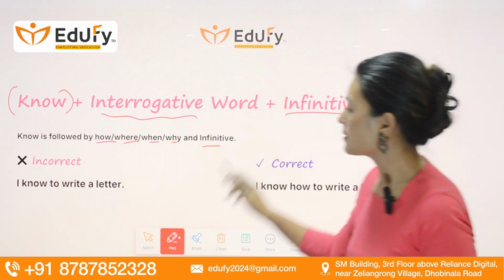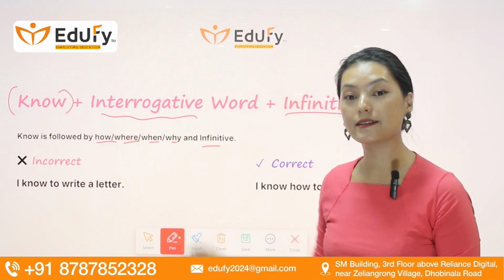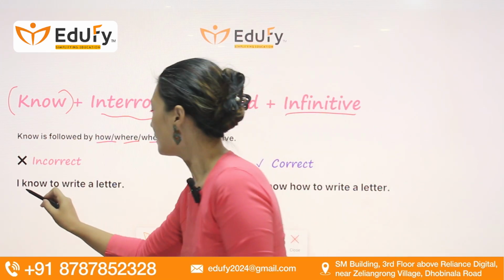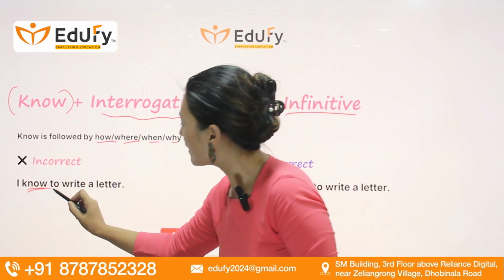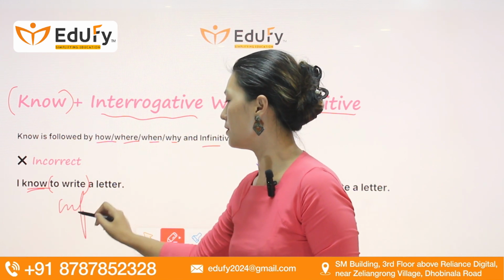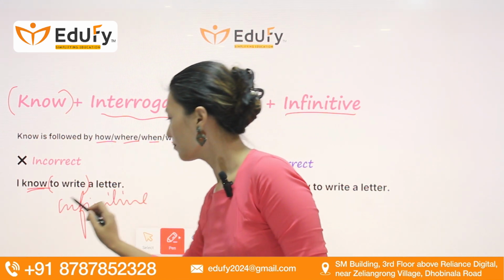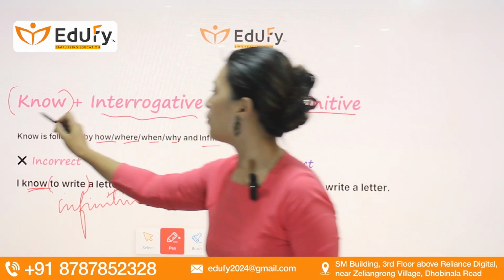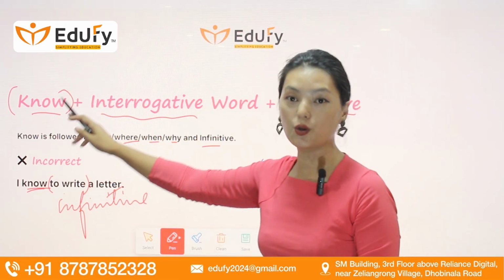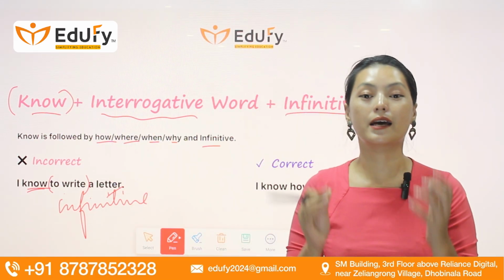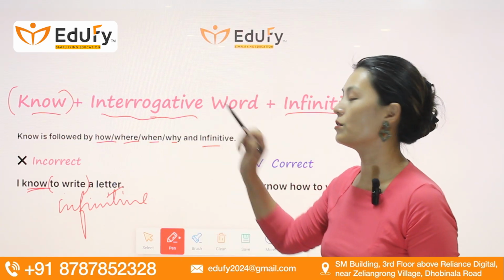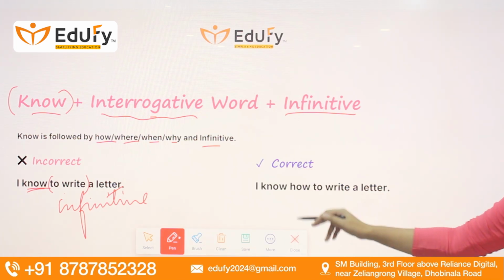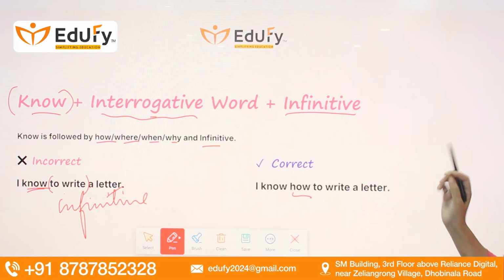Okay? So, for example, I know to write a letter. Do you see any problem in this sentence? Absolutely, right? What is that? You see the word know, and then directly you see what? Infinitive. So directly using an infinitive right after the word know means there's a missing element. And what is that missing element? Interrogative word. Therefore, how will you write this? I know how to write a letter.